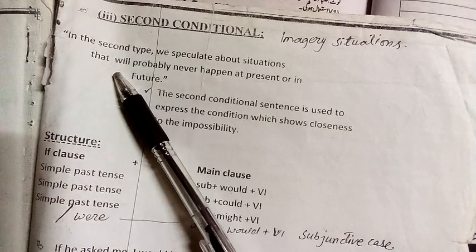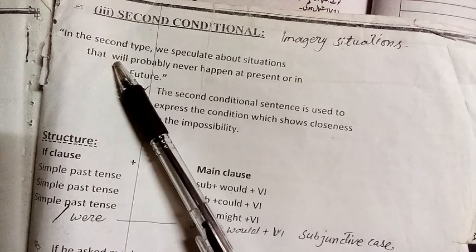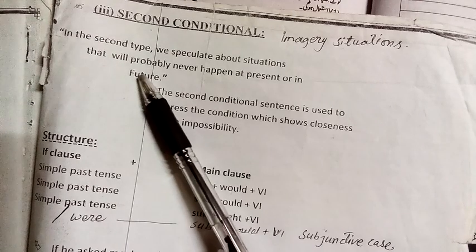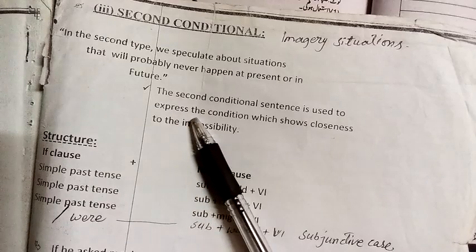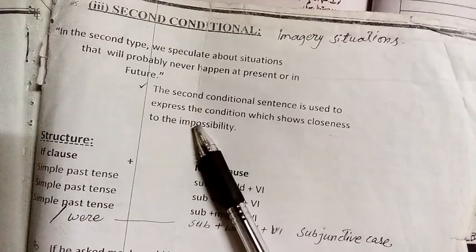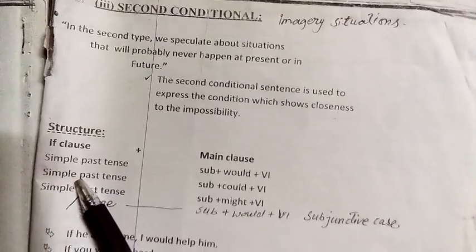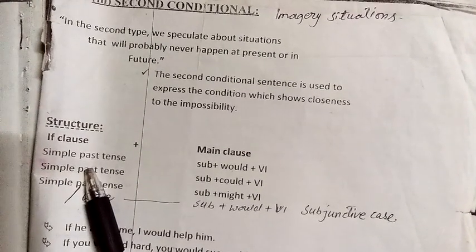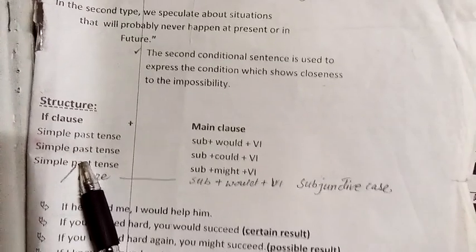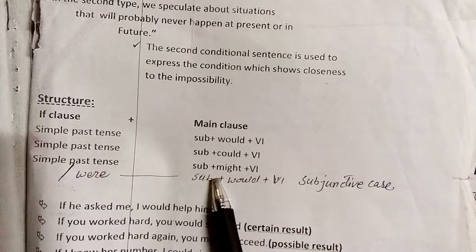Second conditional sentences show imaginary situations. In the second type, we speculate about situations that will probably never happen at present or in future. The second conditional sentence is used to express the condition which shows closeness to impossibility. Here, look at the structure. We use simple past tense in the first clause, or if clause, and the first form with would, could, or might in the main clause.